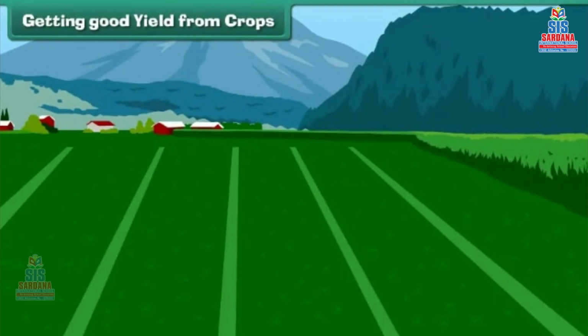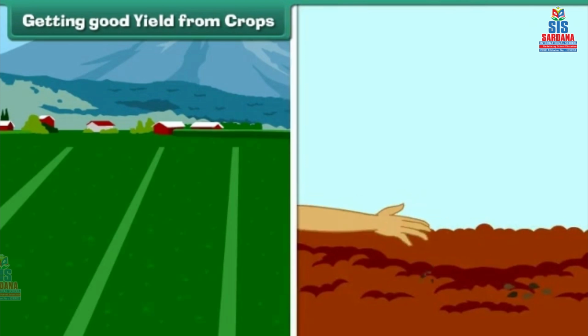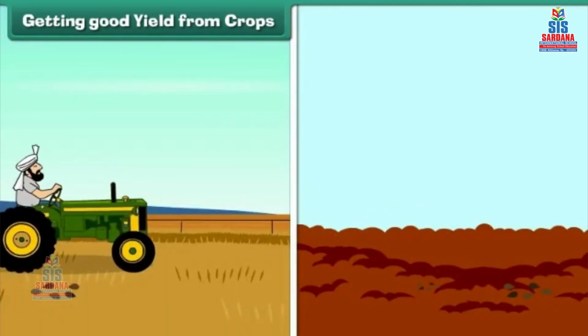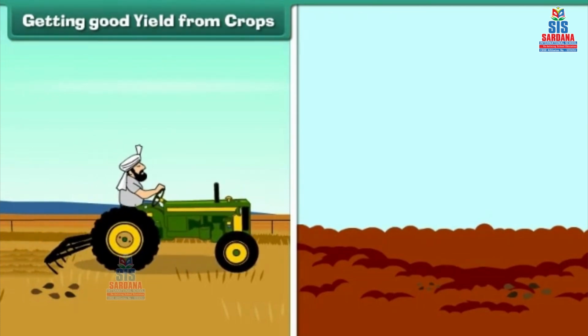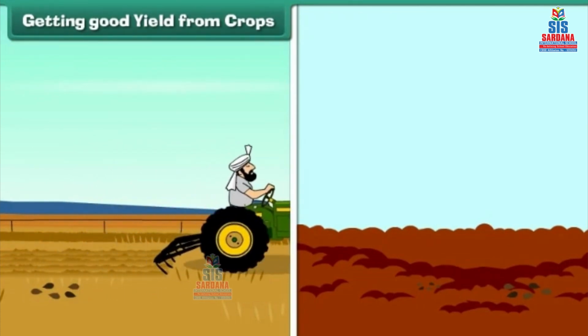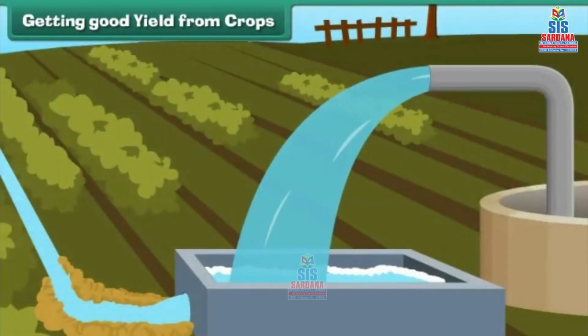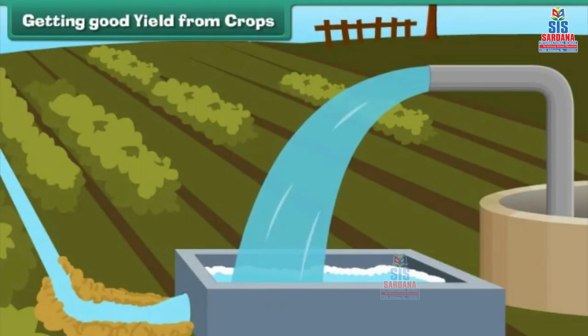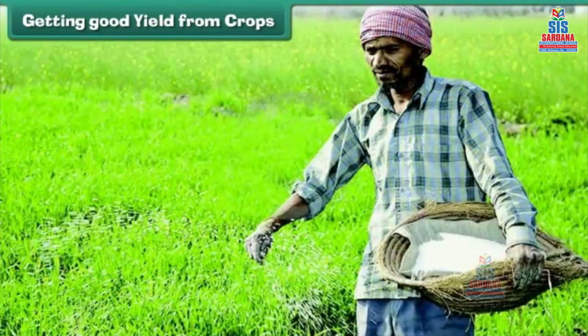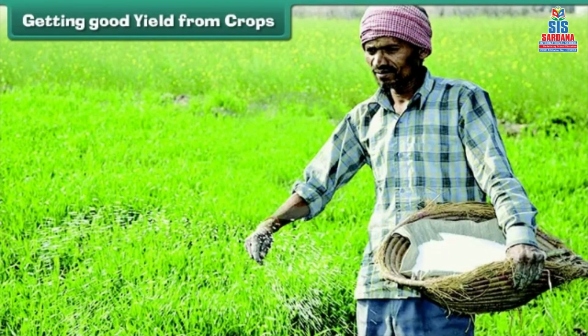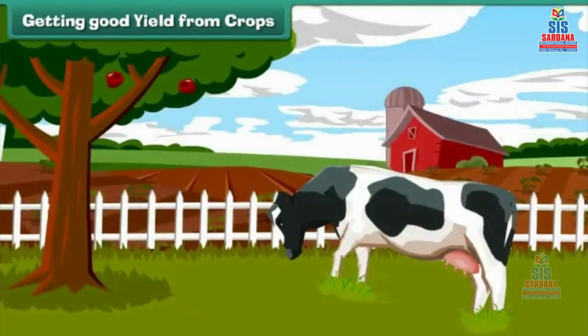Getting good yield from crops. To get a good yield from crops, following things should be kept in mind. Healthy seeds of best variety should be used. Before sowing the seeds, soil should be prepared by plowing and adding manure or fertilizers to it. Soil should be watered at right time and with right amount of water. Crops should be protected from diseases and harmful insects and animals. Insecticides and pesticides should be sprayed in correct quantities. Crops should be protected from grazing animals.